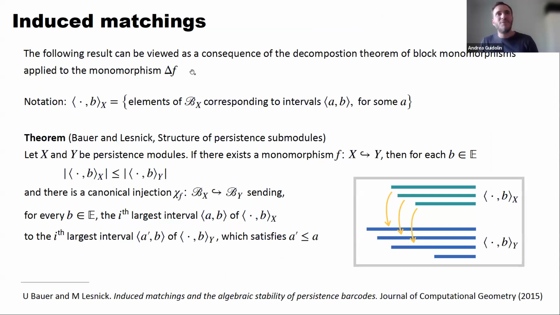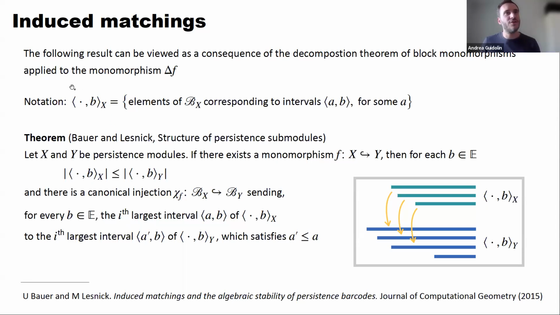So it's time to also state the definition of the induced matchings introduced by Bauer and Lesnick. It's based on a theorem called the structure theorem of persistent submodules, that can be viewed as a consequence of the decomposition theorem of block monomorphisms if we apply it to the monomorphism delta F. And I'm going to read this theorem just to observe that it's actually similar to what we did in the structure theorem of block monomorphisms.